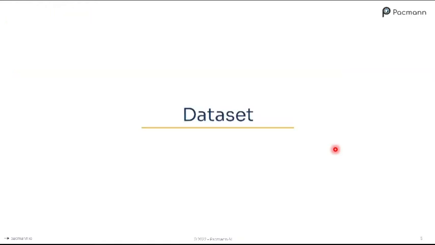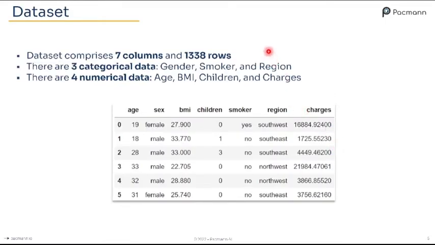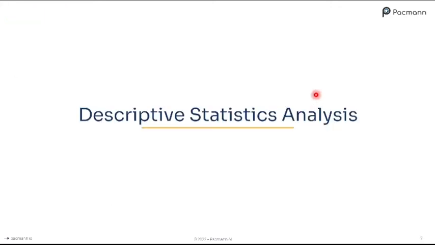Next, we will talk about the dataset for this insurance charge analysis. The dataset comprises 7 columns and 1,338 rows. We have 3 categorical data, which is sex or gender, smoker that explains if the person is smoking or not, and region. Then we also have 4 numerical data, which is age, body mass index or BMI, total children in a family, and insurance charges.